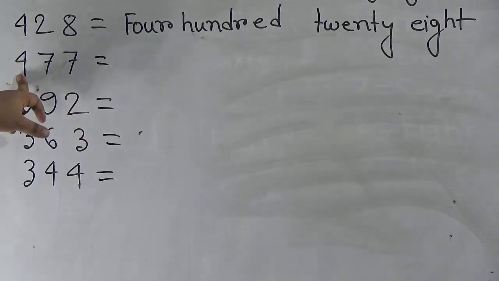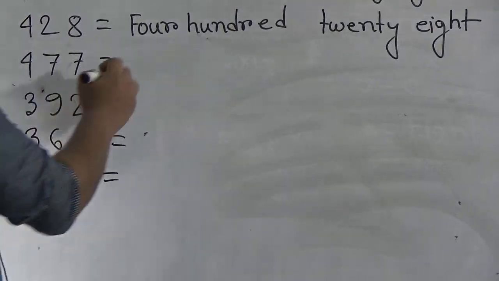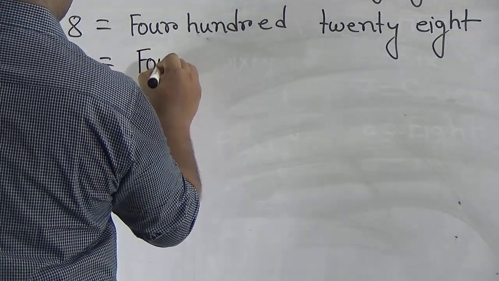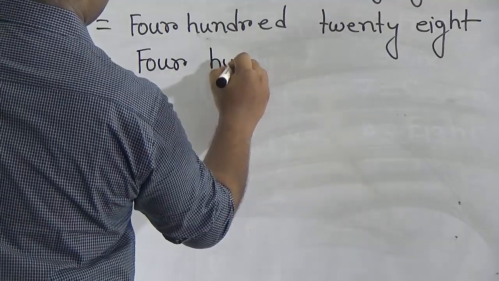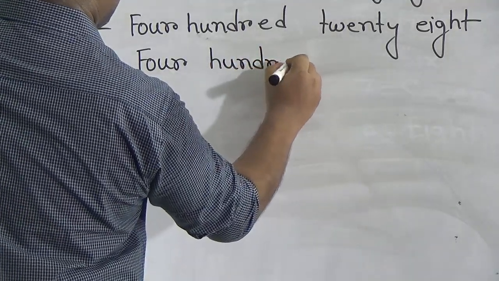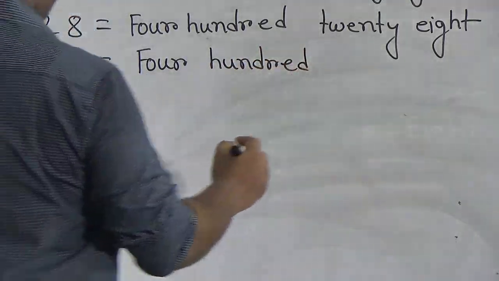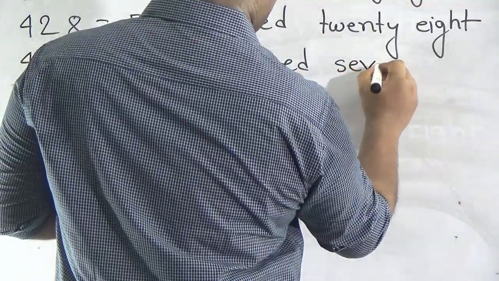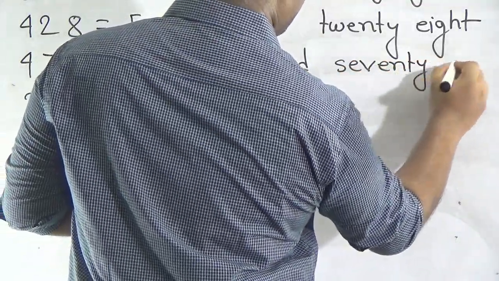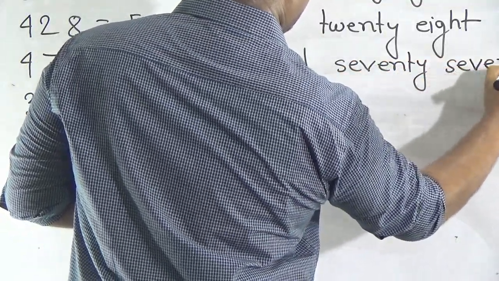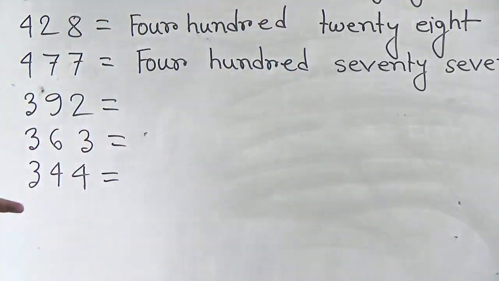Okay. Our next number is 477. So write 400 first, F-O-U-R, H-U-N-D-R-E-D, 477.